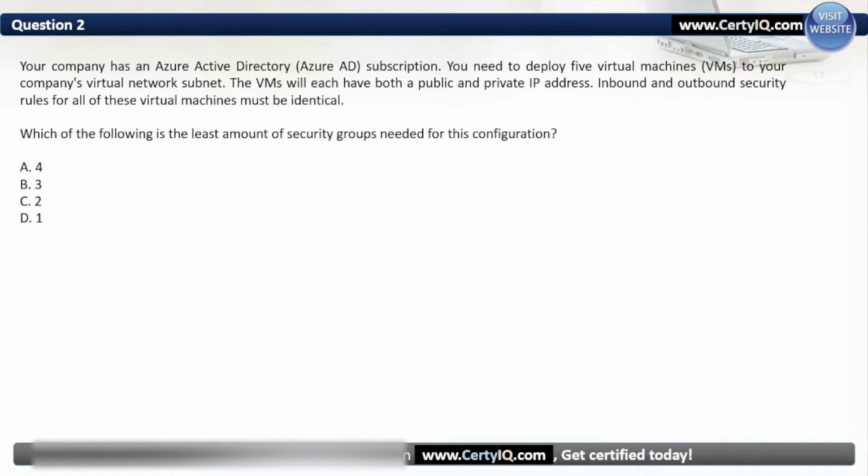Question 2. Your company has an Azure Active Directory subscription. You need to deploy 5 virtual machines to your company's virtual network subnet. The virtual machines will each have both a public and private IP address. Inbound and outbound security rules for all of these virtual machines must be identical. Which of the following is the least amount of security groups needed for this configuration?